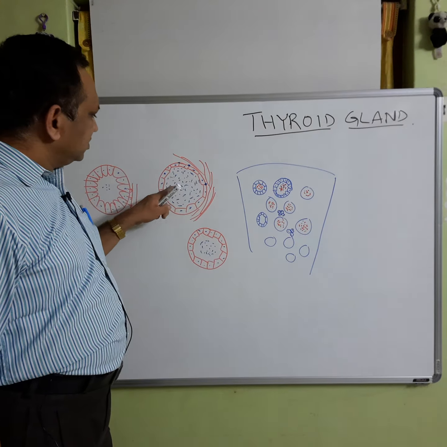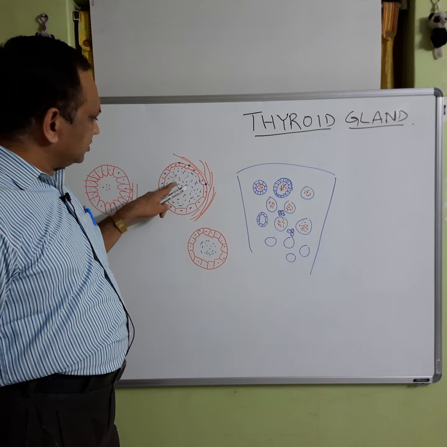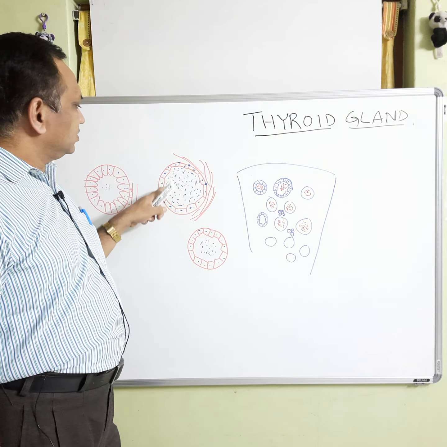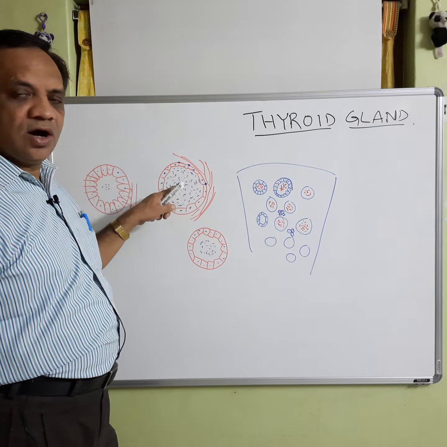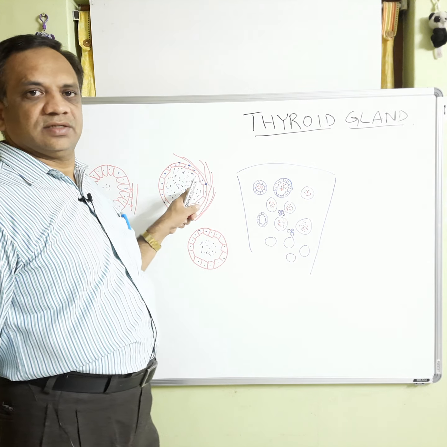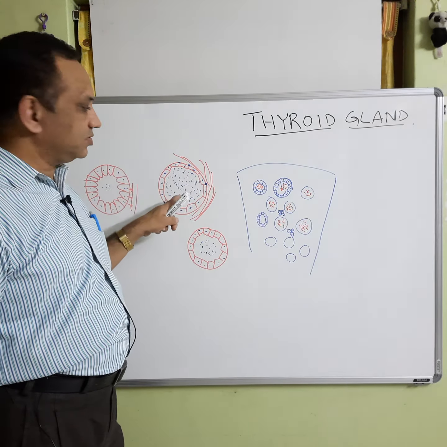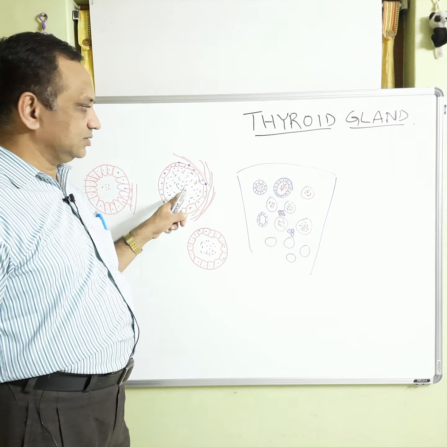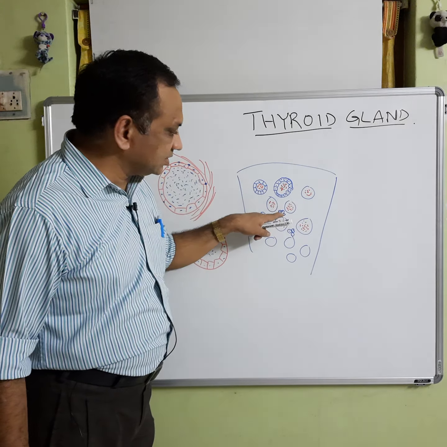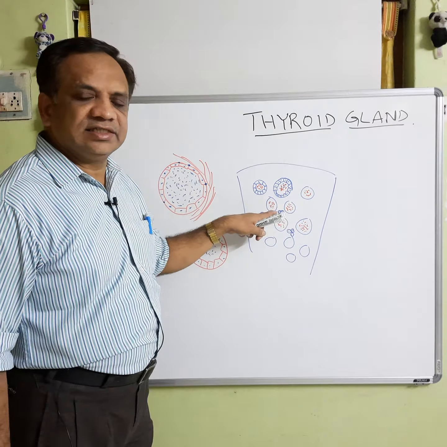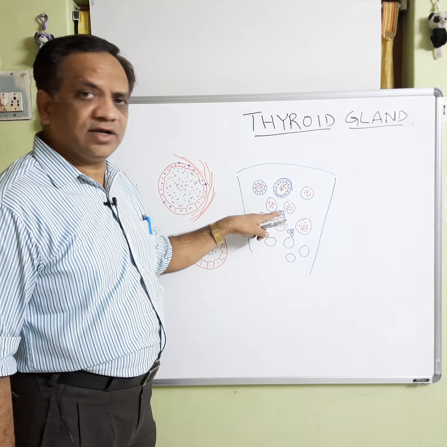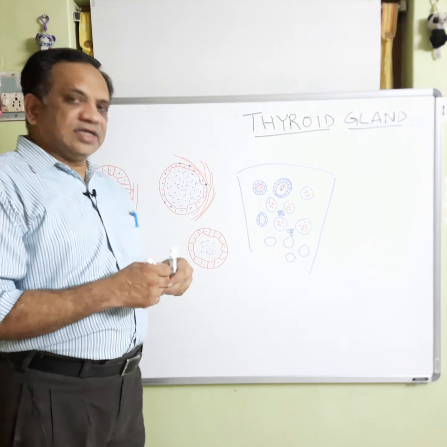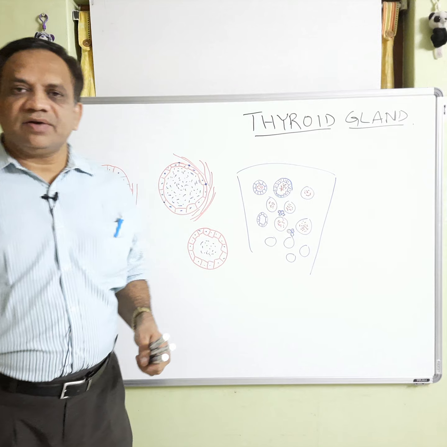If this thyroglobulin is recognized as an antibody, if it acts as an antigen, Hashimoto disease occurs. The nodules or the follicles will not function, and this condition is called Hashimoto's disease. The parafollicular cells control the calcium metabolism. They are antagonists to the parathyroid hormone. Now, we will discuss the development of the thyroid gland.